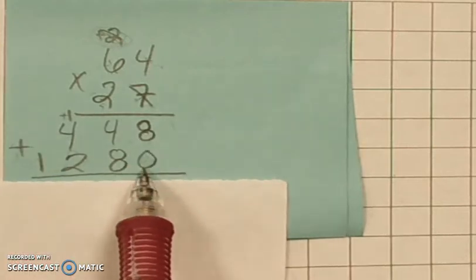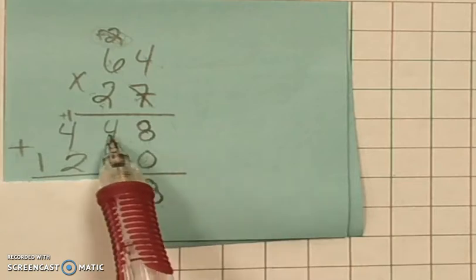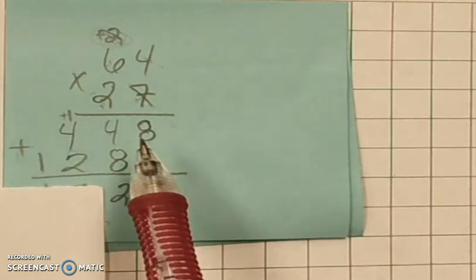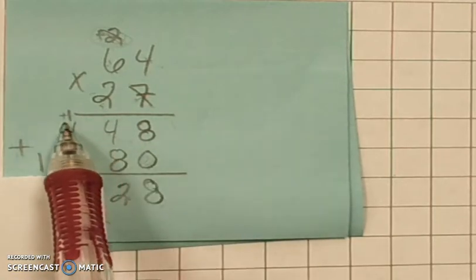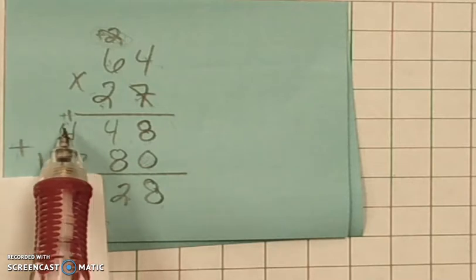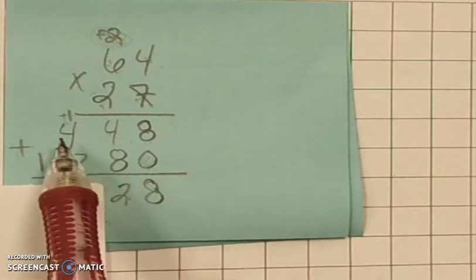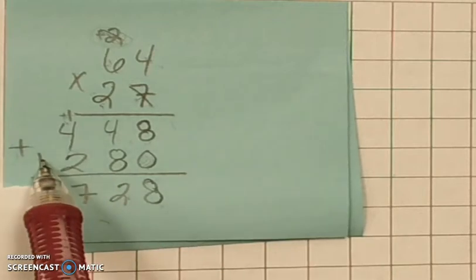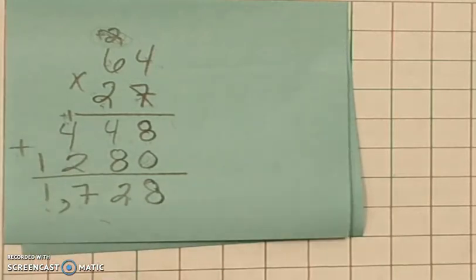I know 8 plus 0 is 8. 4 plus 8 is 12, so I need to put my 2 here and regroup my 1 to this top part. So I wrote the 1 here, and if you look really closely, there's a little tiny plus sign to remind myself to add it on there. I know 4 plus 1 is 5, plus 2 more is 7, and then 1 plus nothing is 1. And that's how I got my final product of 1,728.